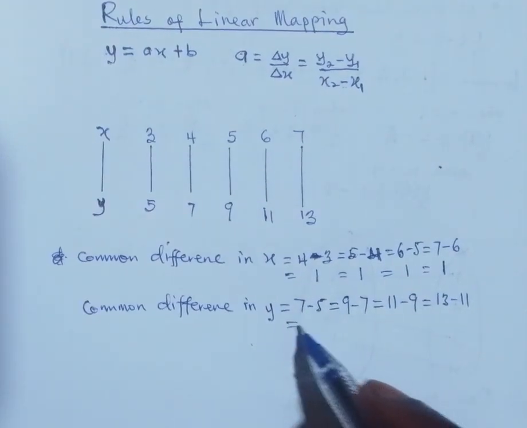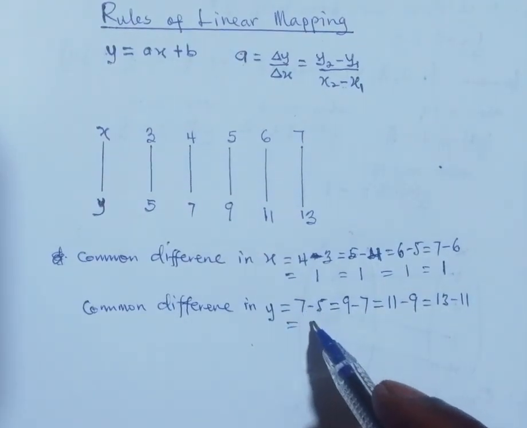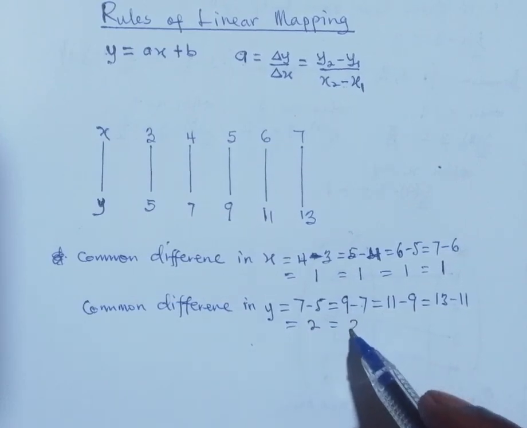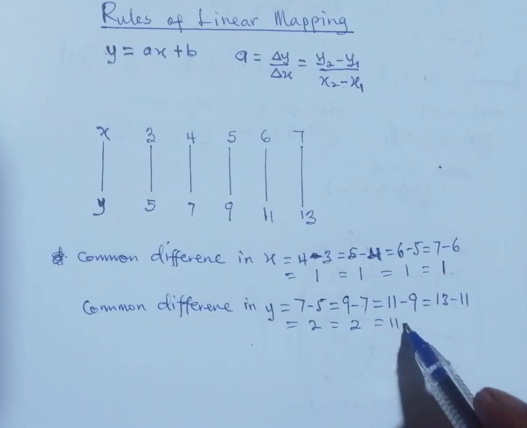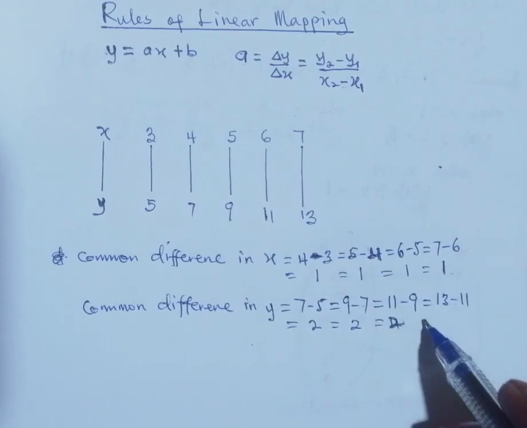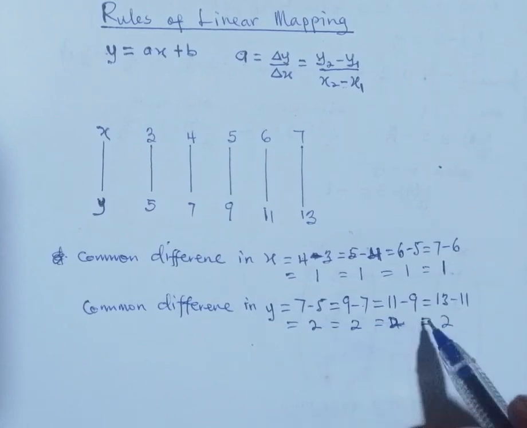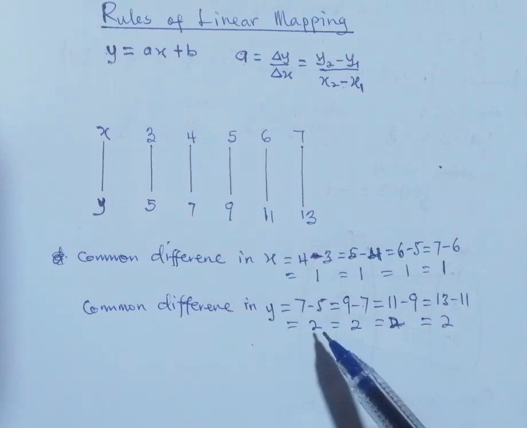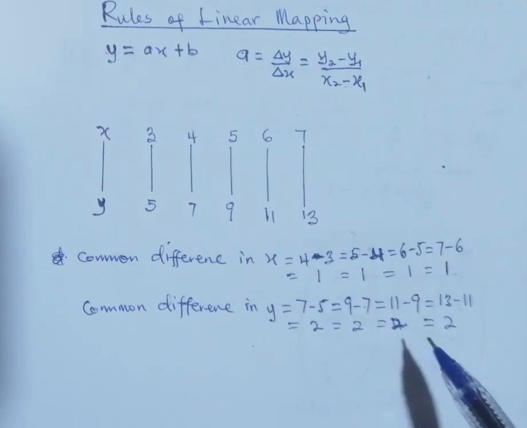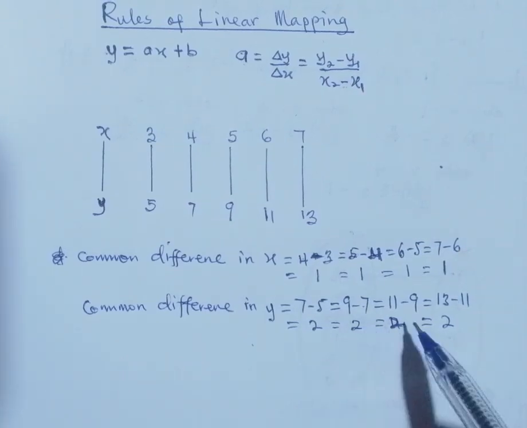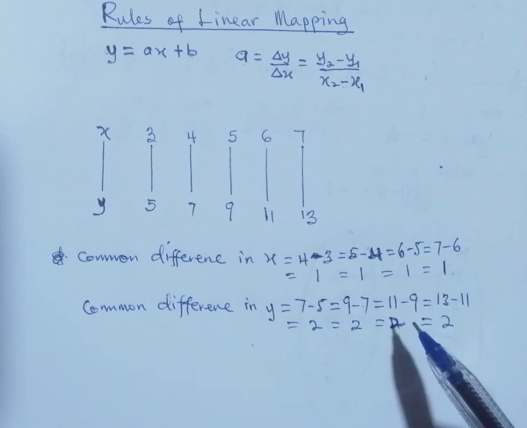So 7 minus 5 gives us 2, and 9 minus 7 also gives us 2. 11 minus 9 also gives us 2. And then 13 minus 11 also gives us 2. So you realize that the codomain also has a common difference. Once you realize that both the codomain and the domain have a common difference, then it's a linear mapping.